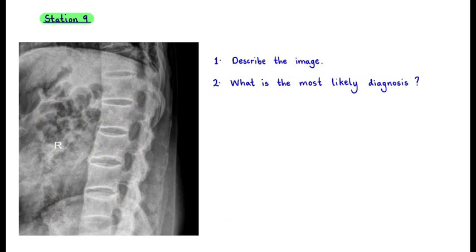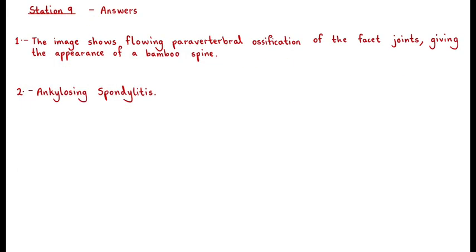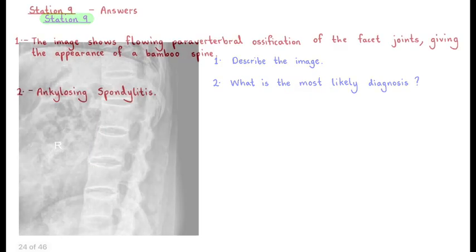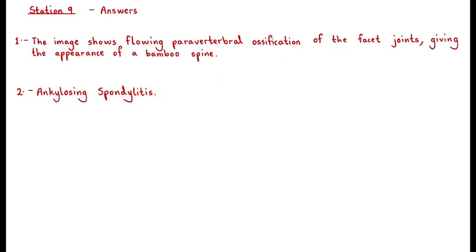Station 9, describe the image. What is the most likely diagnosis? So the image shows flowing paravertebral ossification of the facet joints, giving the appearance of a bamboo spine. As you can see, there is ossification right here, giving the appearance of a bamboo spine. So as you can see, this particular spine looks like a bamboo. So the diagnosis is ankylosing spondylitis.